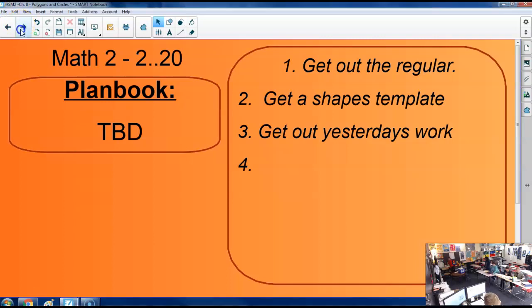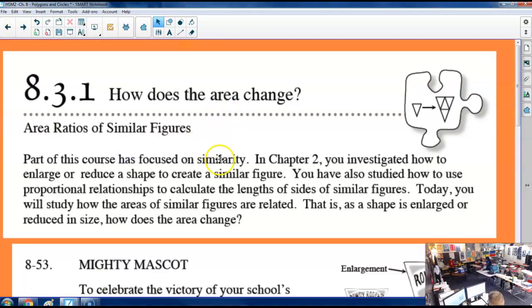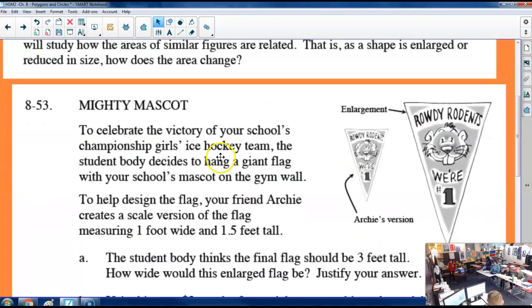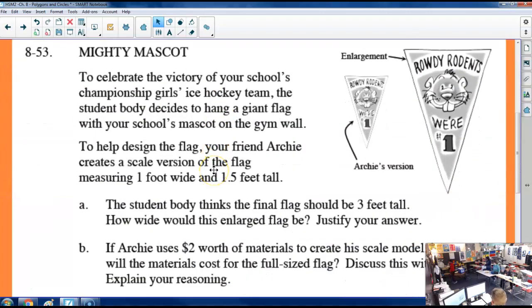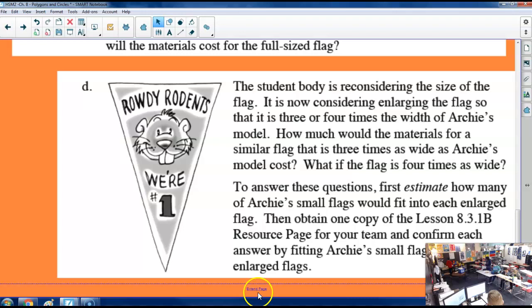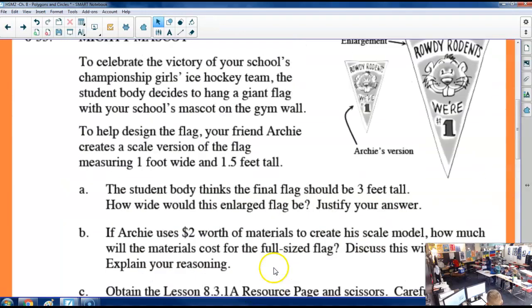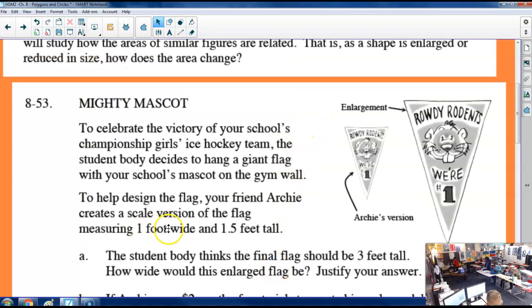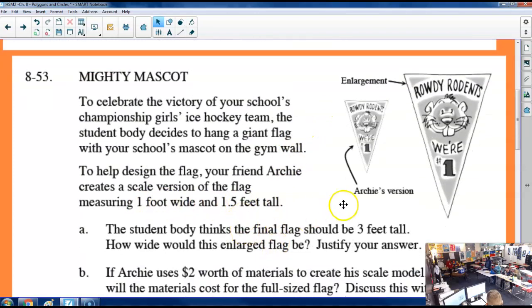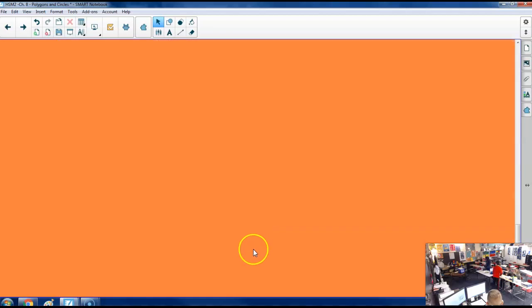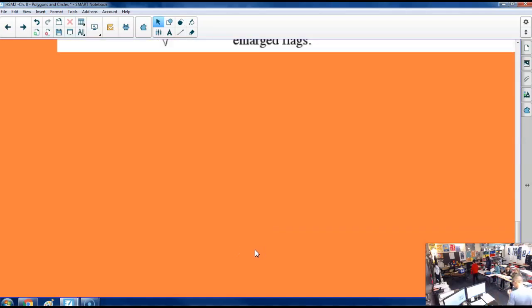So the first thing I want to talk about, and we're going to just start talking while you guys get settled, is this ratio that we found, right? With these rowdy rodents. If we talk about knowing a scale factor, like they were enlarging this pennant from 1 foot wide and 1.5 feet tall to 3 feet tall. So if we went from 1.5 feet tall to 3 feet tall, what was the scale factor there? Scale factor is 2, right? Now, what does that really mean when we start to actually buy products?